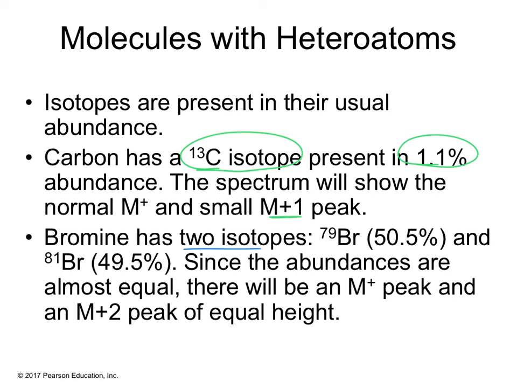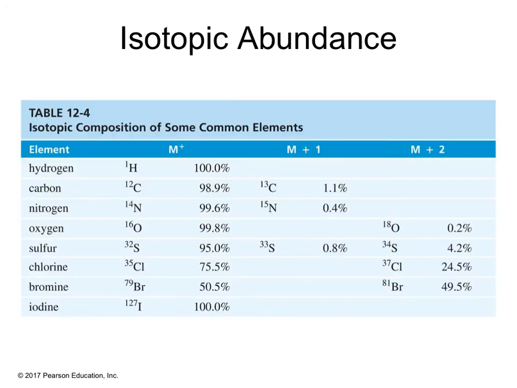Now bromine has two isotopes, and they're both about 50%. So if a compound has bromine, you're going to see a mass peak there. And what's the difference between 79 and 81? Two. So you're going to see an M plus 2 fragment, and it will be equal in height. And that should ding, ding, ding that bromine is in your molecule. So that's where the isotopic abundance is really helpful.